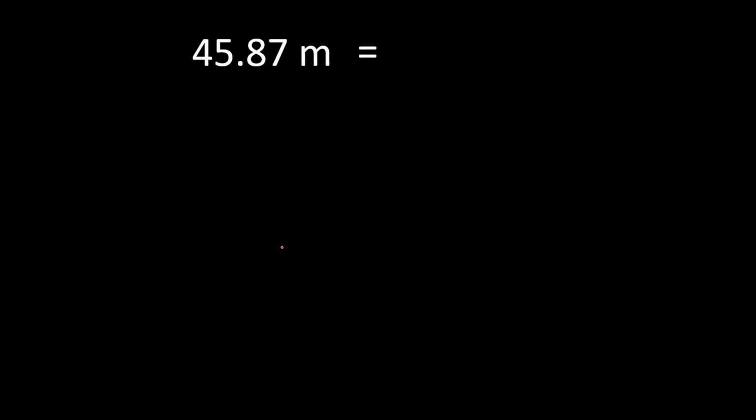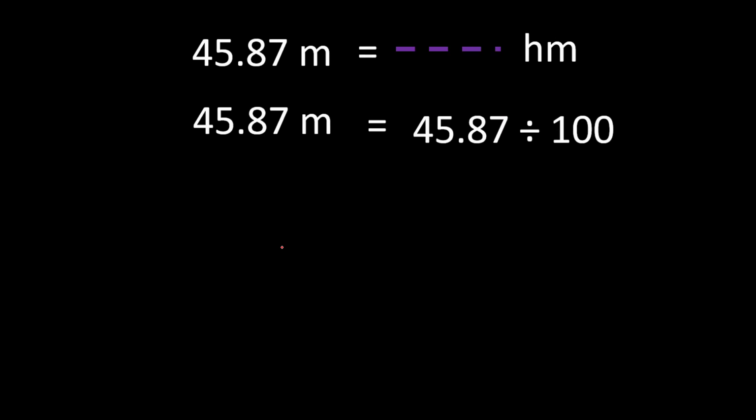45.87 meter equals what? Hectometer. So you can divide here by what? By 100. This is a previous relation. So move the decimal point to the left. Yes, don't forget 2 digits. So it will be 0.4587 hectometer. By this way, this is 87, not 67.